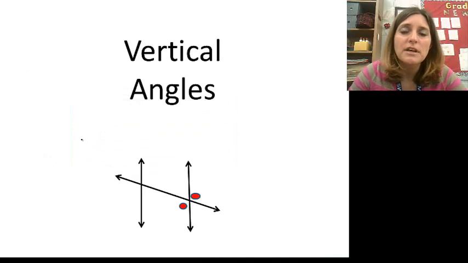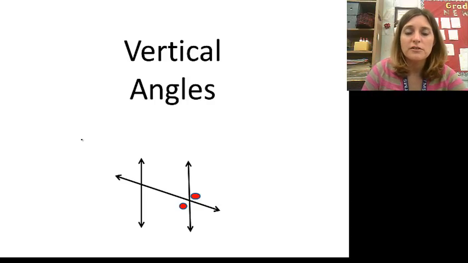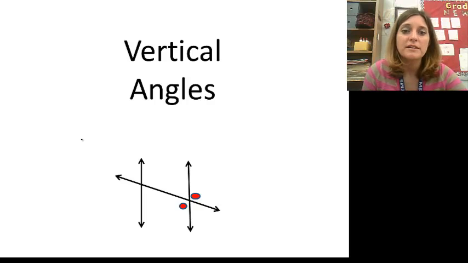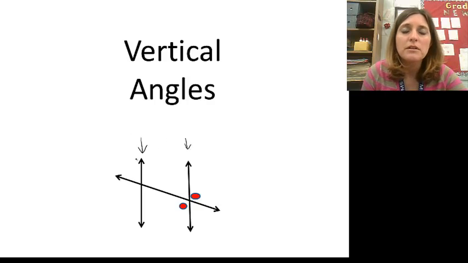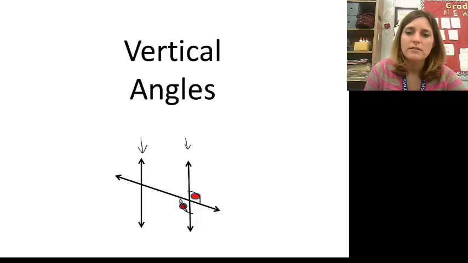Okay, so the first angles we're going to talk about are vertical angles. And we've already seen vertical angles. Vertical angles create, I like to think of a bow tie. So here are our two parallel lines, and this is the transversal. So here, you see how it kind of makes a bow tie? Those are vertical angles. Now there's more than that.